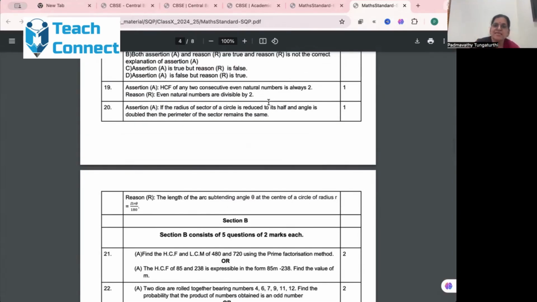This is the complete section A, where the students score 1 mark per question.